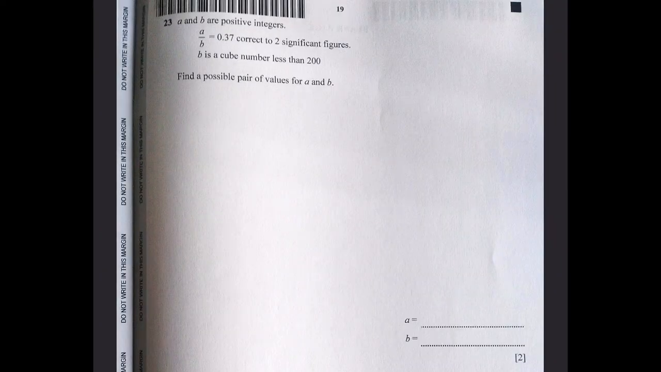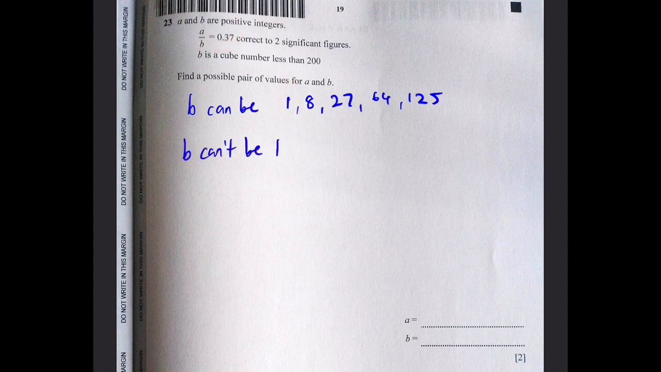A and B are two positive integers. A over B equals 0.37, rounded to two significant figures. B is a cube number less than 200, like 1, 8, 27, 64, and 125. Find two values for A and B. You can use a calculator. For example, use 125 for B and any number for A.